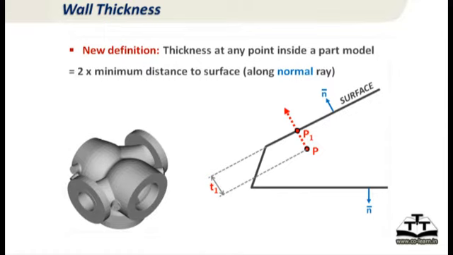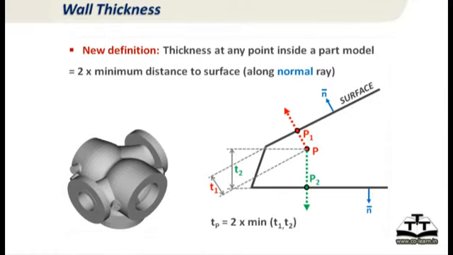as outside a part, as 2 times the minimum distance to the surface along the normal ray. The normal ray is the perpendicular to the part surface, the blue line or blue arrow. Along the line at a point P, if you walk the shortest distance to the surface, that value multiplied by 2 is your thickness. You will understand in a minute why multiplied by 2 is there.